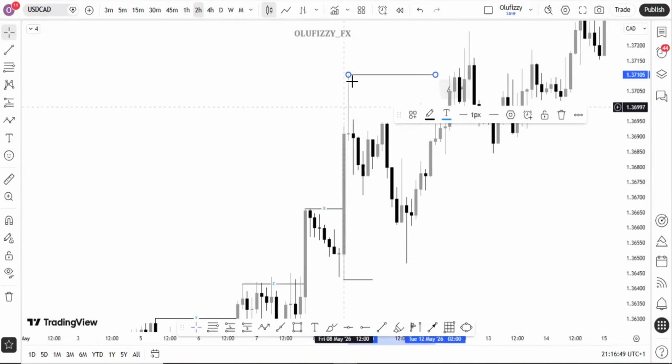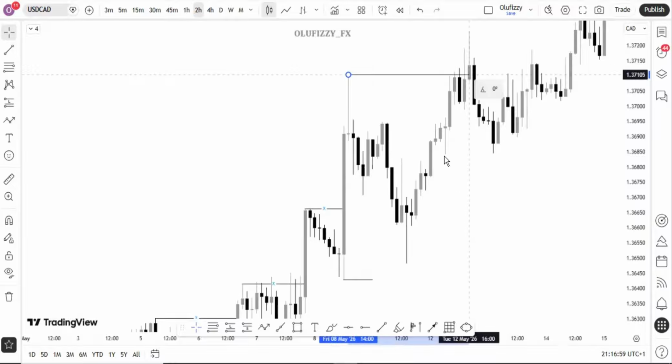And if we check, after this high was created, price pulled back again to give us a correction first before another impulse move. So then we have a break of structure here, and this becomes our swing low.